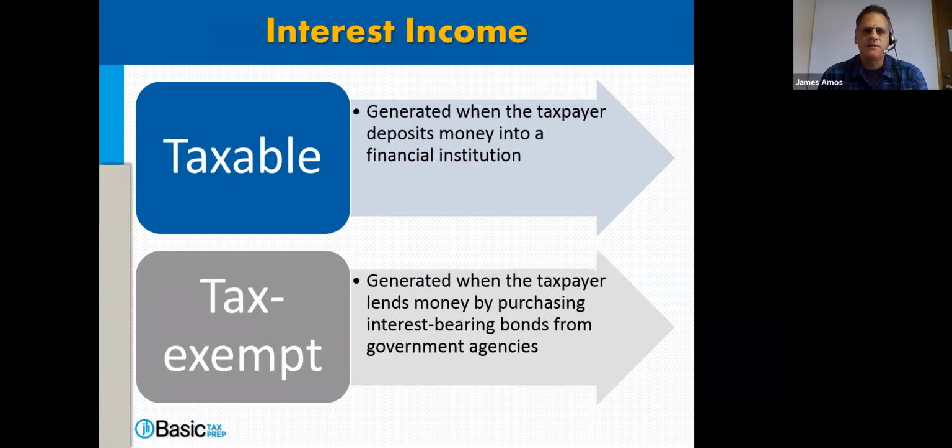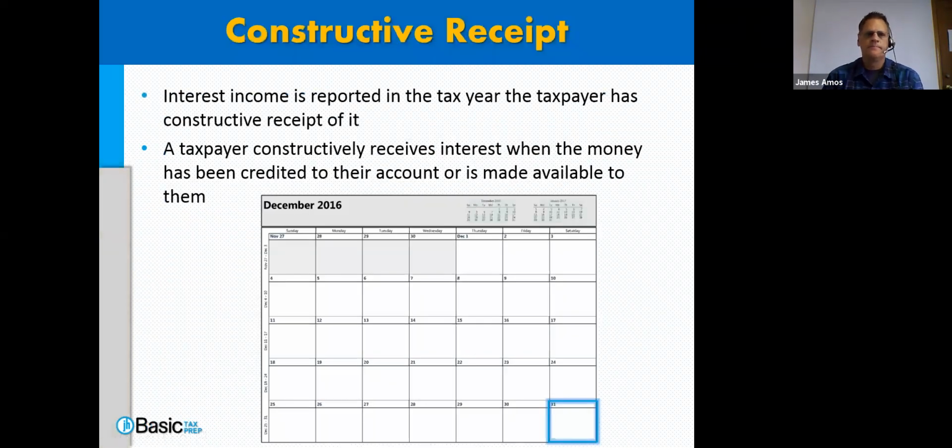So what's taxable? Taxable is generated when the taxpayer deposits money into an institution. It's tax exempt when the taxpayer lends money by purchasing interest-bearing bonds from a government agency. So a big part of it is when it's a government agency, there's a good chance it's going to be tax exempt. And if it's to any other financial institution, most of the time it's going to be taxable. Those are just general rules. They don't cover every situation.